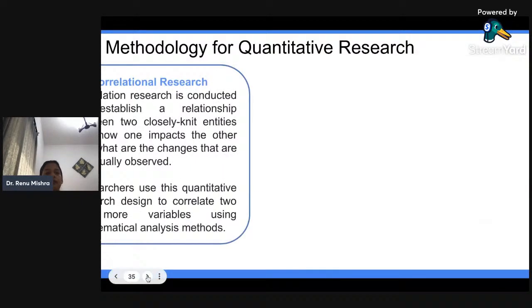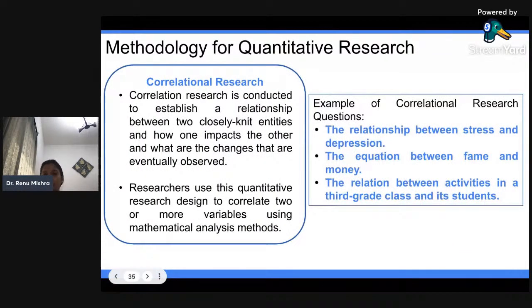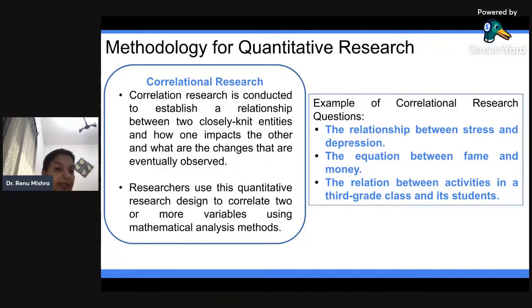Then coming to correlational research. Correlational research, as the name suggests, is trying to establish the correlation between two or more variables. What will happen if an independent variable or dependent variable is there? Now, when I say independent variables, I mean those which do not encounter any change.